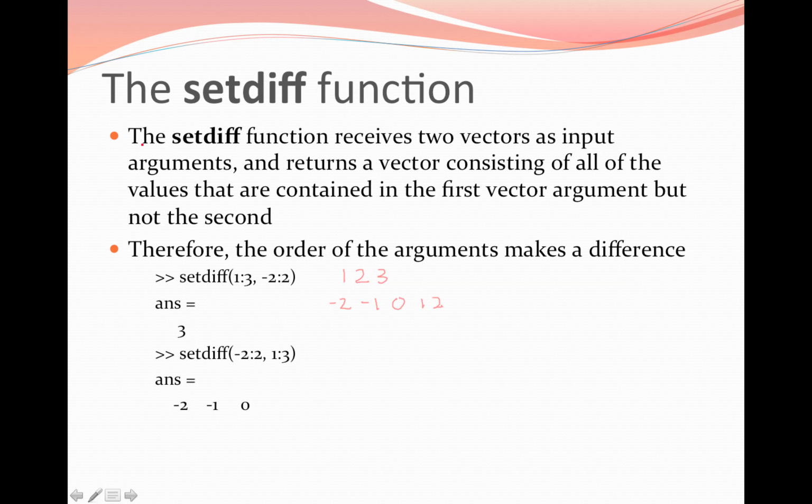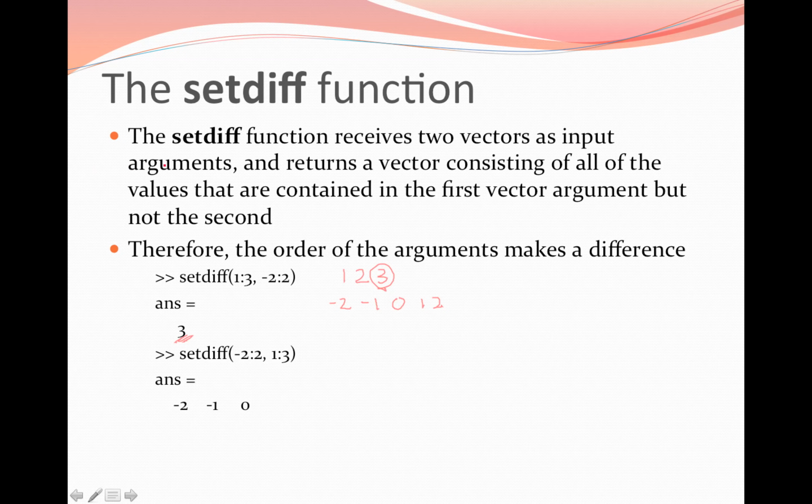Now setdiff of 1:3, comma -2:2 gives us everything that is in the first vector but not in the second. So the 1 is also in the second, the 2 is also in the second. The only one that's not in the second is the number 3.